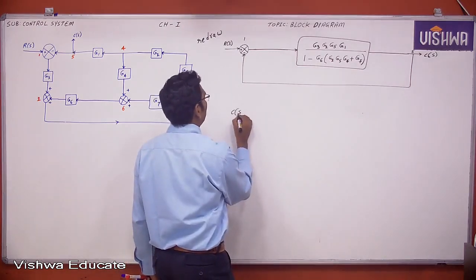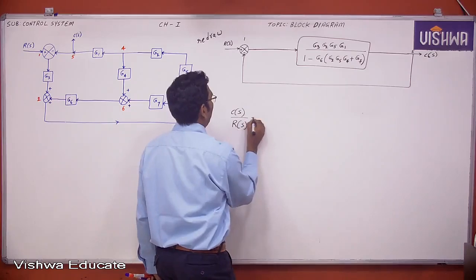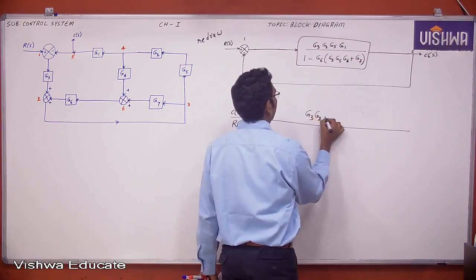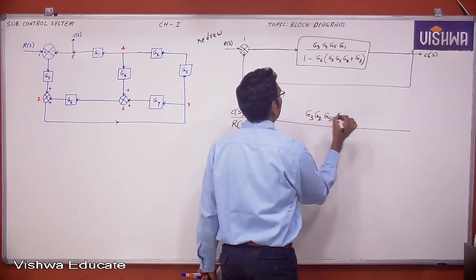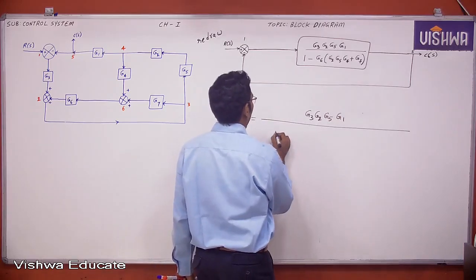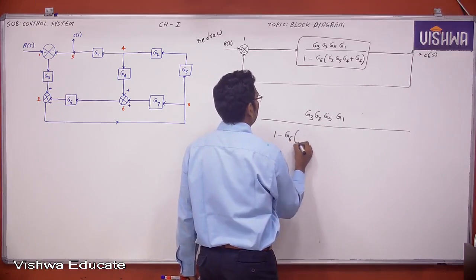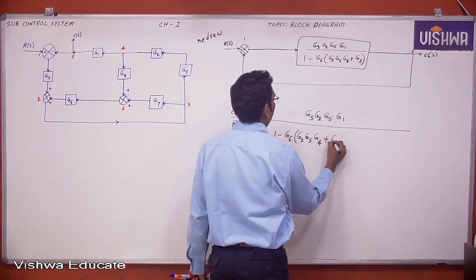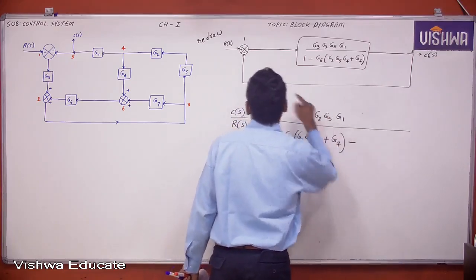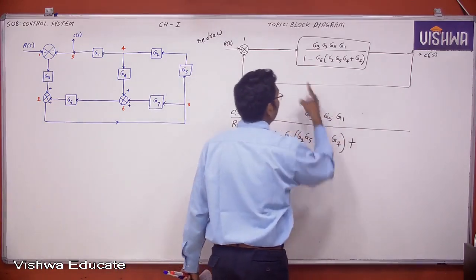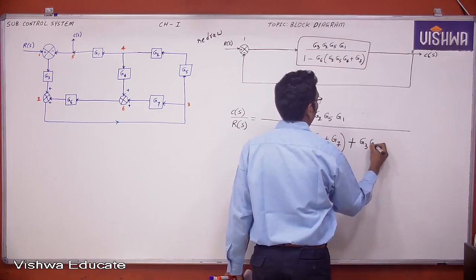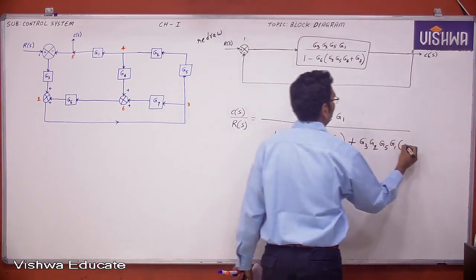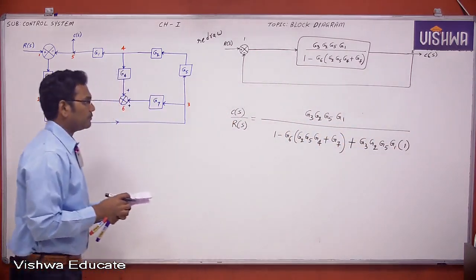Finally the transfer function C of S by R of S is equal to G3 G2 G5 G1 by 1 minus G6 into G2 G5 G4 plus G7 as it is. Next, this is the negative feedback, therefore here it is plus, numerator G3 G2 G5 G1 into the feedback path gain, which is 1. Okay, this is the answer.